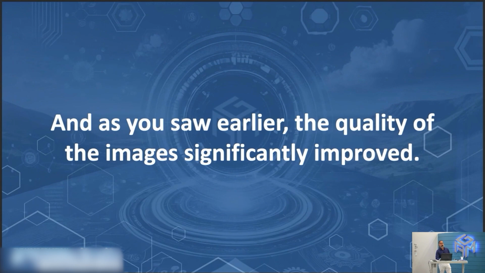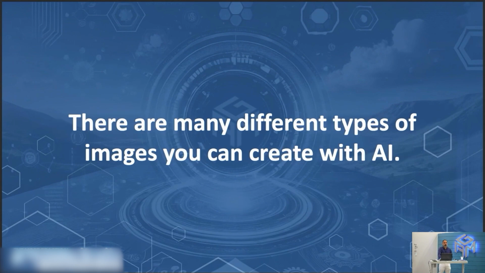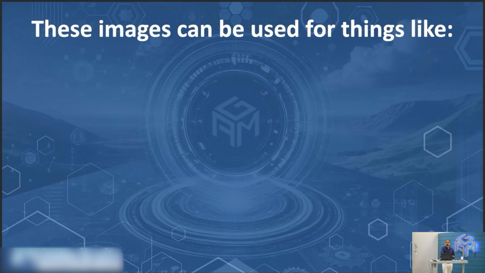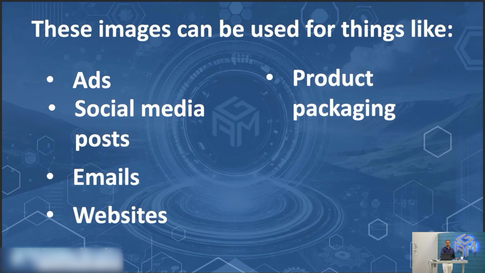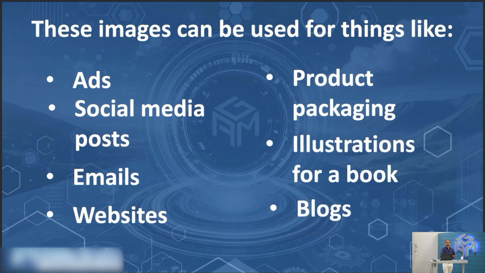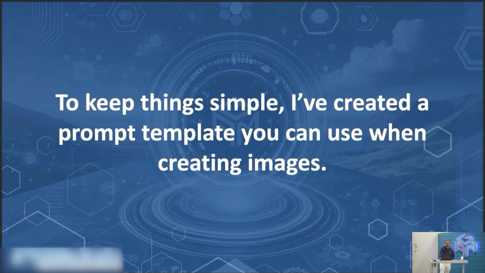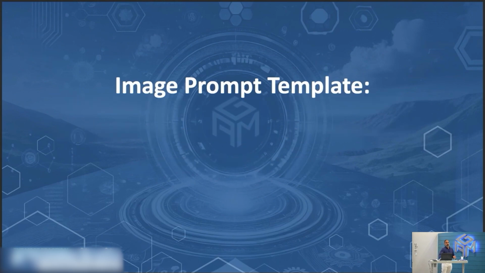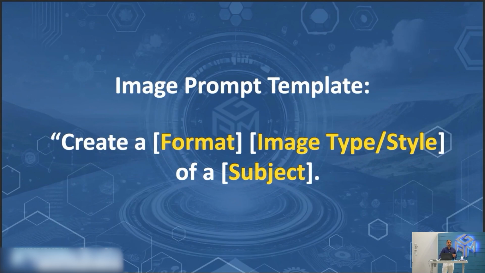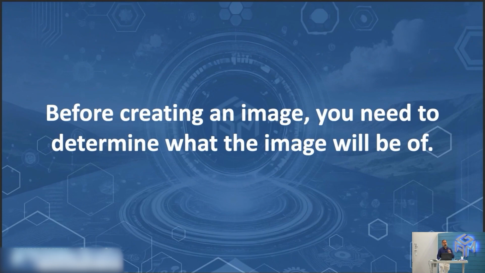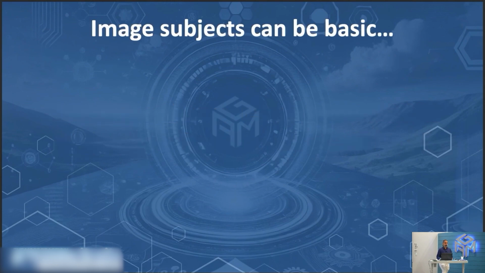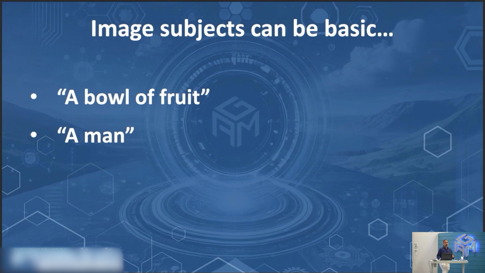So as you saw earlier, the quality of the images significantly improved. There are many different types of images you can create with AI. These images can be used for things like ads, social media posts, emails, websites, product packaging, illustrations for a book, blogs, and so on. To keep things simple, I've created a prompt template you can use when creating images. Image prompt template: create a format, image type, style of a subject. So formats, let's cover what each of these things are. Subject first. If you're creating an image, you need to determine what the image will be of. The basics are a bowl of fruit, a man, a kitchen.